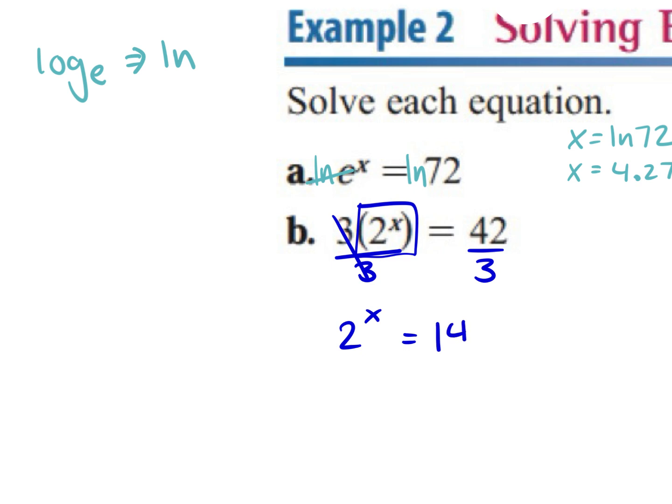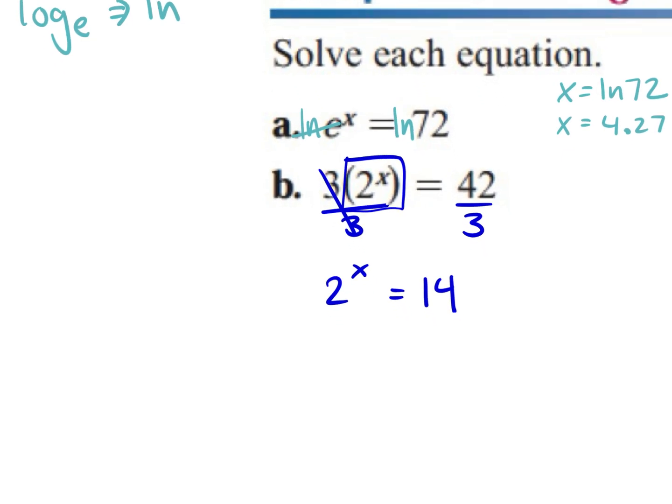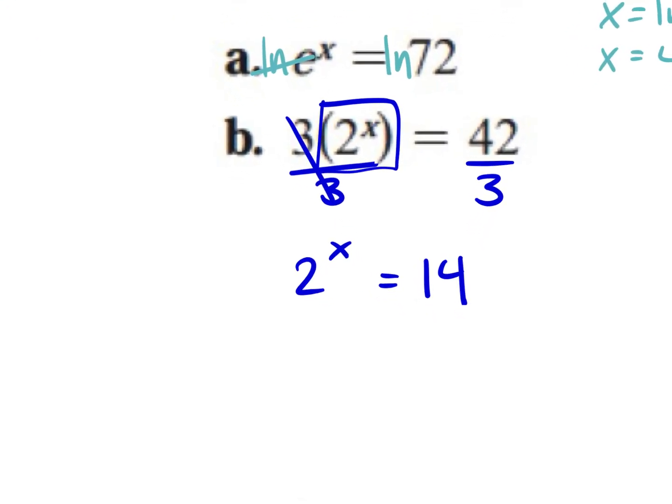14. Now here, can we make the bases the same? No, I can't make 14 2 to some power. So we have to use our inverses to solve. So since x is in the exponent, I need to put it into log form in order to solve. So I'm going to take the log base 2 of both sides. Log base 2 of 2 cancels. We're left with x equals log base 2 of 14.